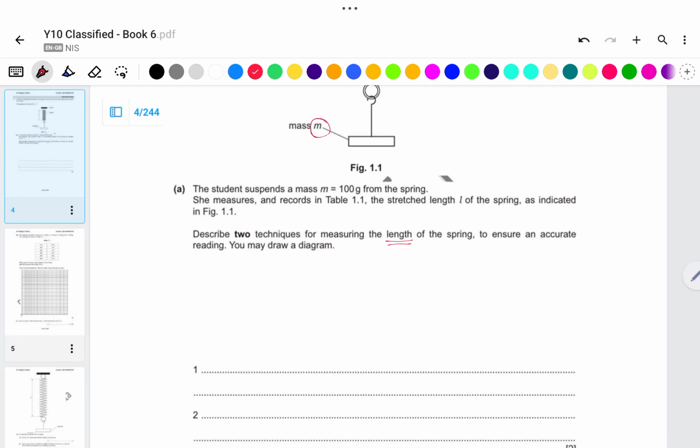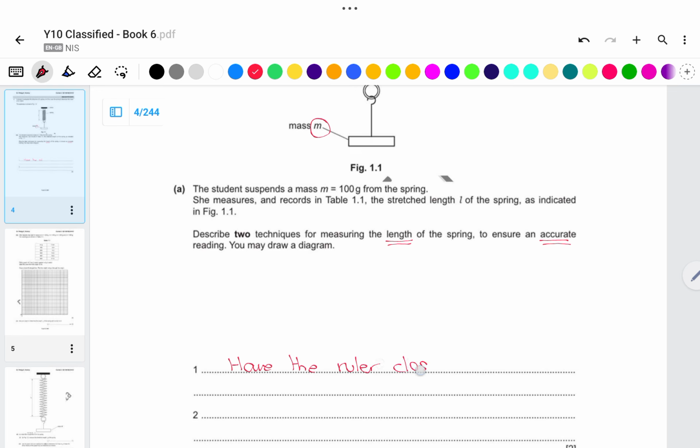Whenever they ask you to measure the length in an accurate way, if you're using a ruler to measure your length, then your ruler needs to be closer to the spring. So have the ruler close to the spring. This is the first way to have an accurate reading.